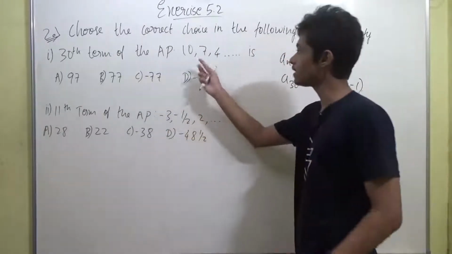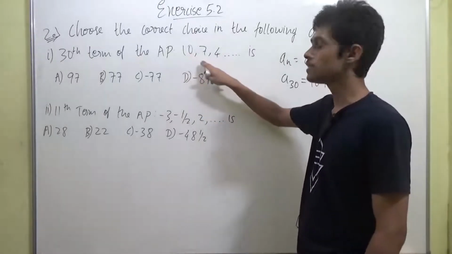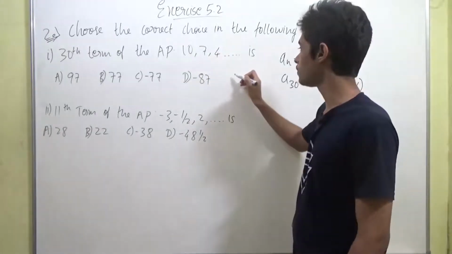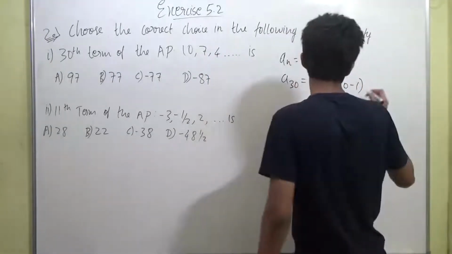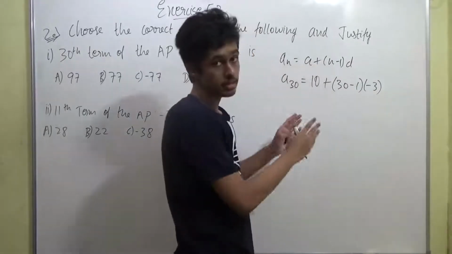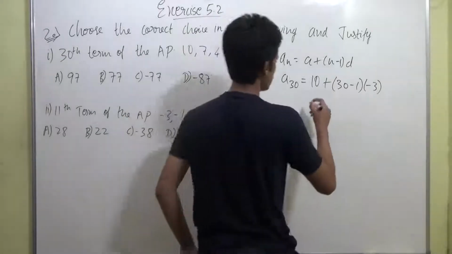So what's d, guys? If you see, the difference is 3, right? The difference between 10 and 7 is 3, and it's decreasing, which means it's minus 3. You can also do it with the formula a2 minus a1. If you do that, you will get 7 minus 10, which is minus 3, which means d is minus 3. Now we just have to solve this, guys, and then we'll get the answer. As simple as that. So let's go ahead and solve it now.